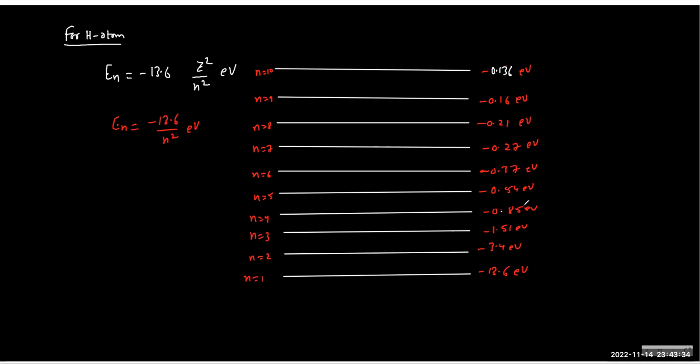Is it happening with anyone? Able to recall everything? One. It's very easy. 13.6, 3.4, 1.51. Okay. 85, 54. 85, 54. See the rhythm. 85, 54. 37, 27, 21, 16, 136.